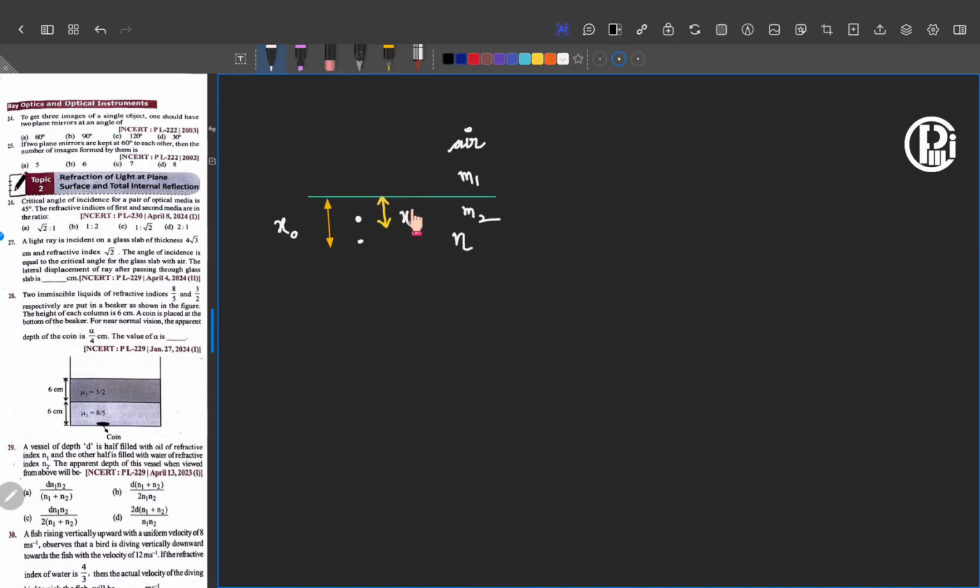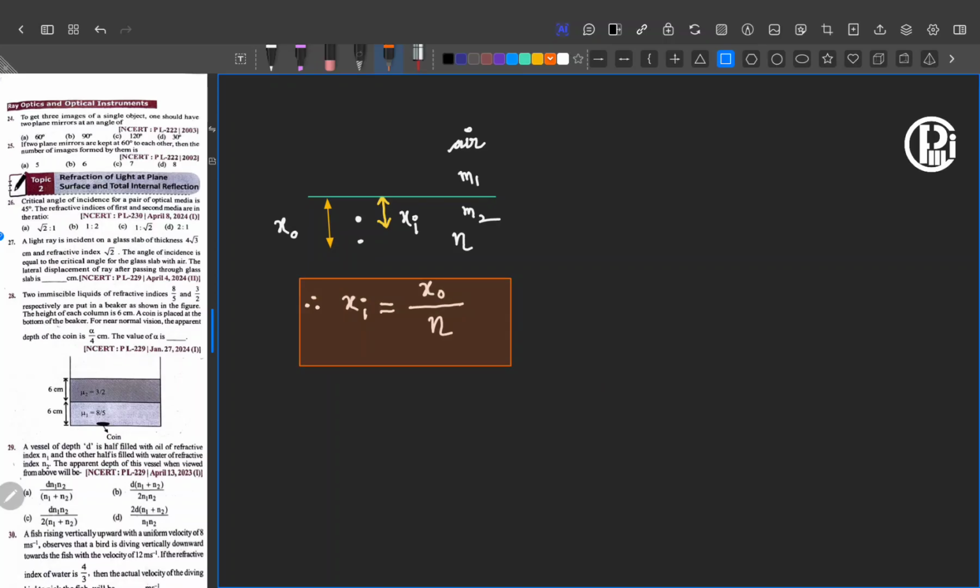The distance is xi and there is a relation between those two. The relation is already derived. You could say the position of the image from the interface will be equal to the position of the object from the interface divided by the refractive index. So that is a relation that you need to keep in your mind in order to solve question number 28.